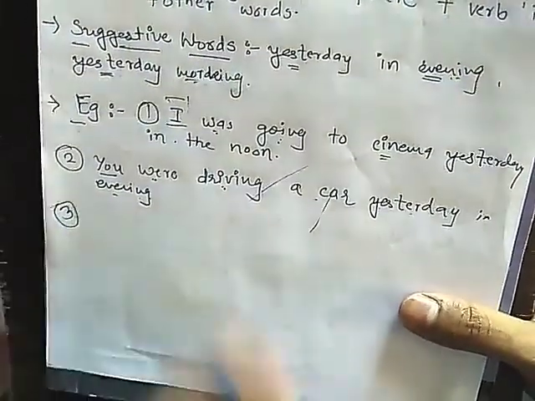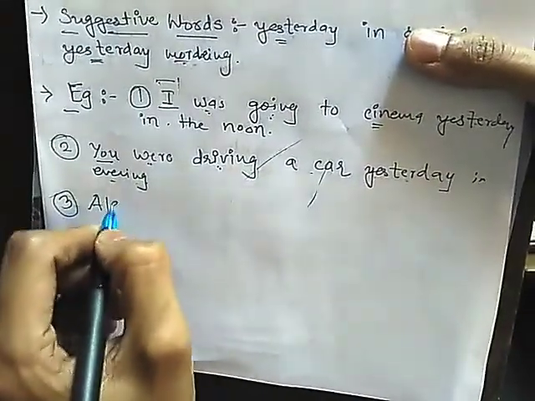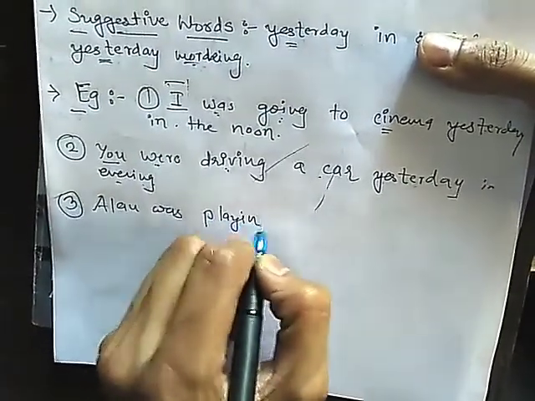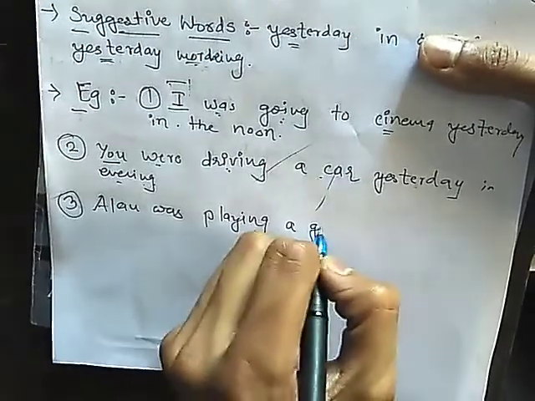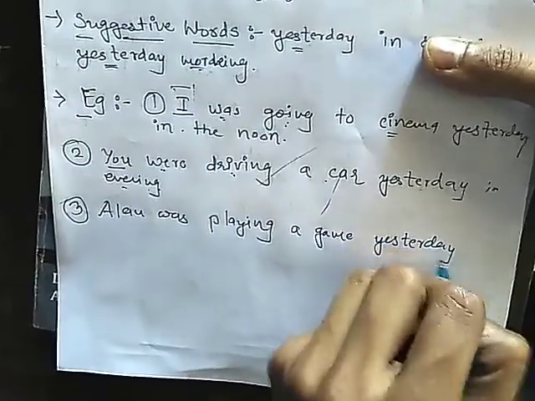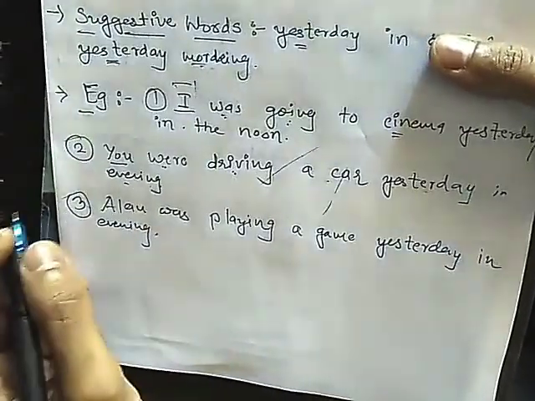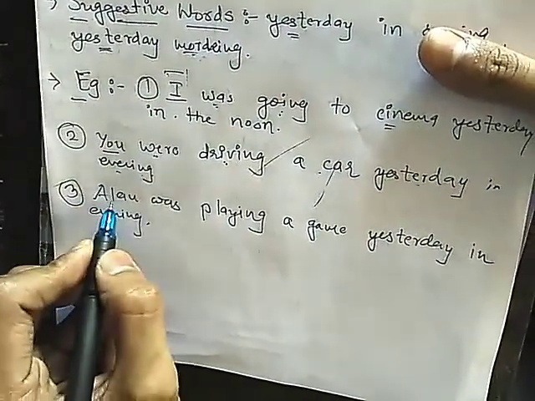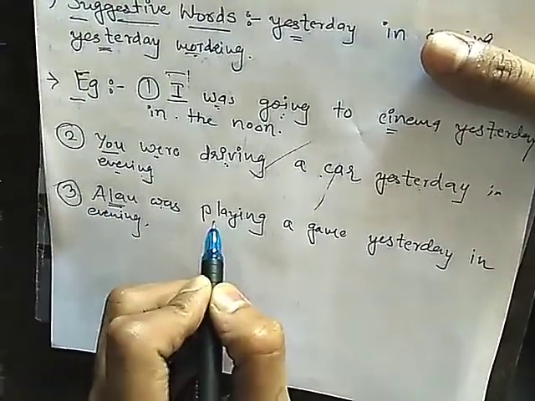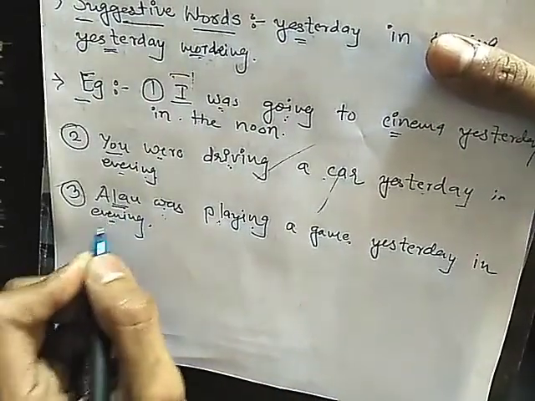Another example, Alan was playing a game yesterday in the evening. Here also you can see your subject is Alan, it means he, was plus verb with ing, was playing a game yesterday in the evening. Yesterday in the evening shows the time.